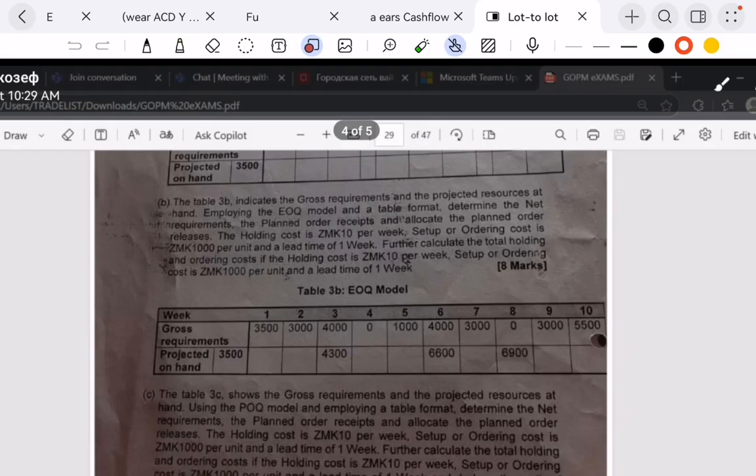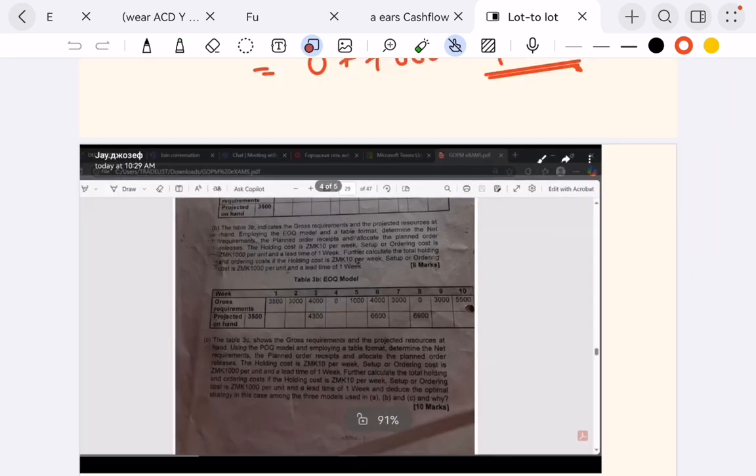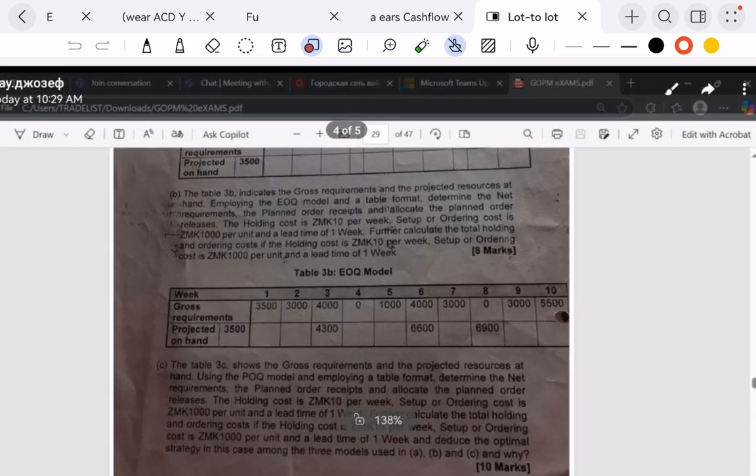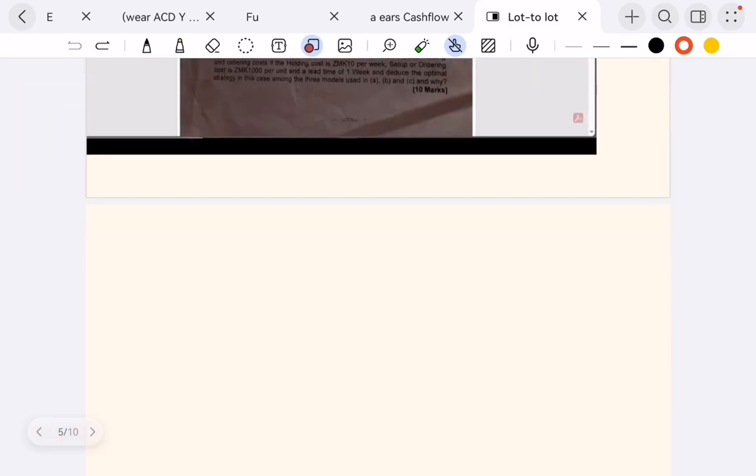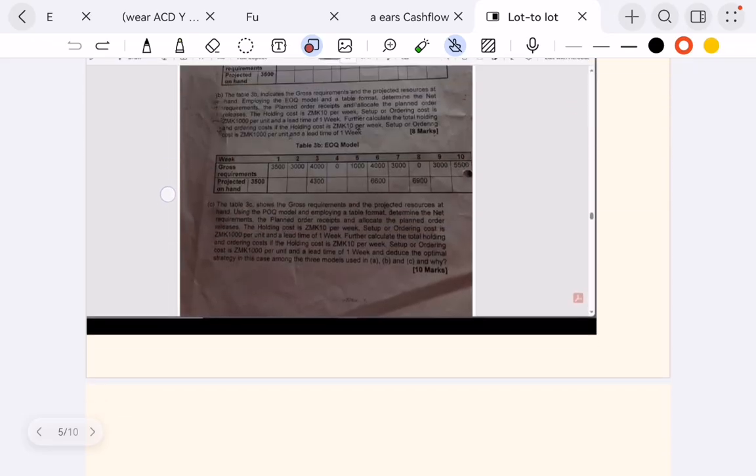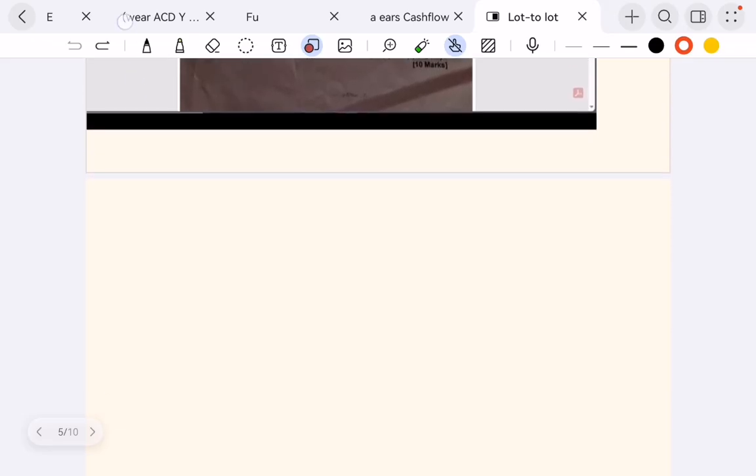So we've been given the table for B. So this is the table for B, the economic order quantity table, this one. So we will start again, we'll draw the table, like the way we drew our earlier table.